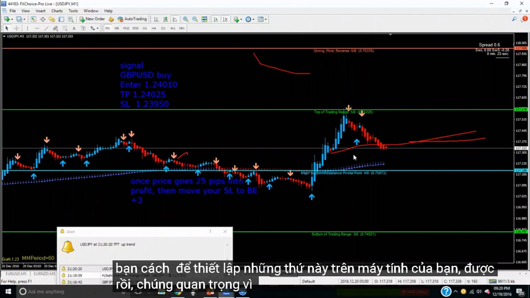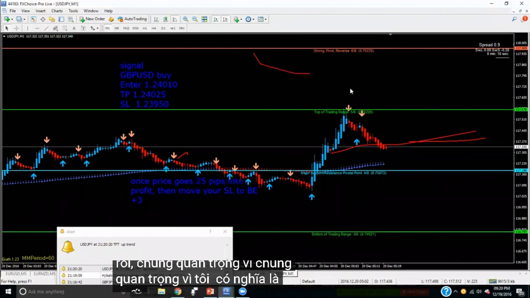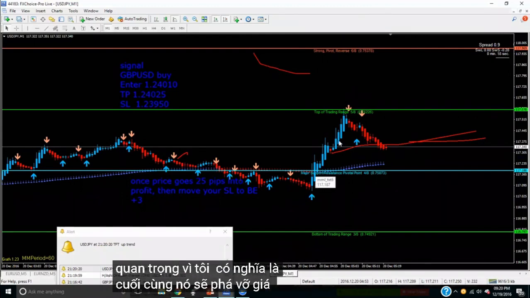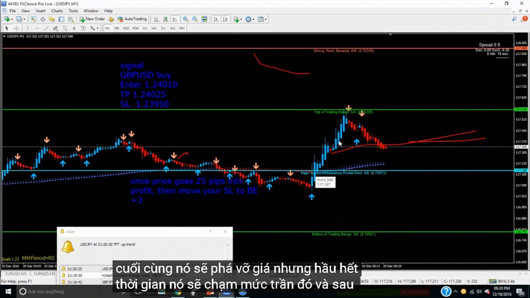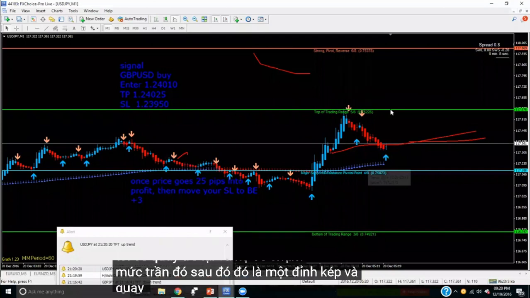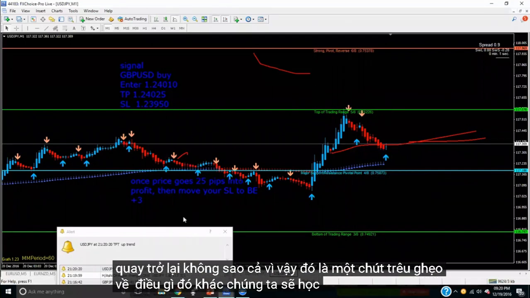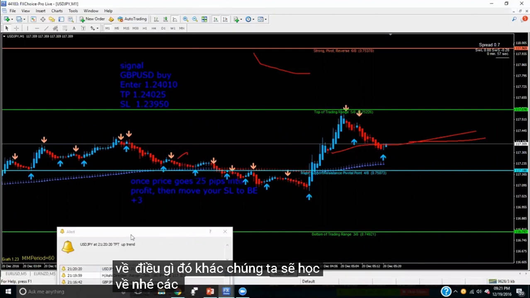Okay, they're important. They're important because, I mean, it'll break through price eventually, but most of the time it'll hit that ceiling and then it'll go back down. And then it'll hit that ceiling, and that's a double top and go back down. Okay, so that's a little teaser about something else we're going to learn about.